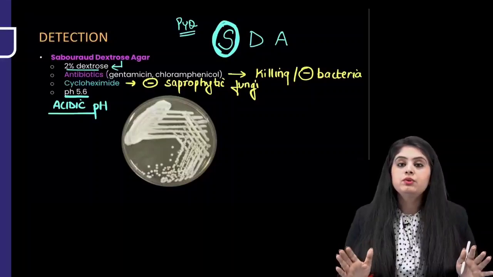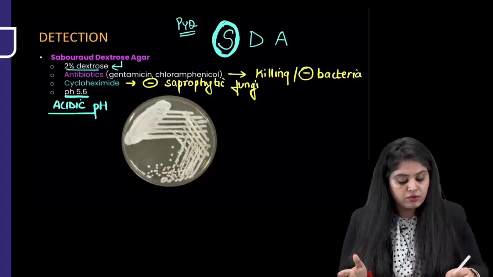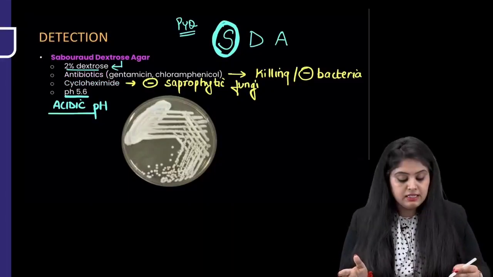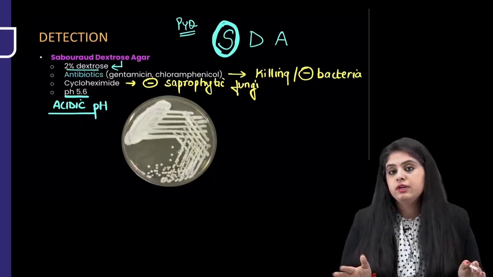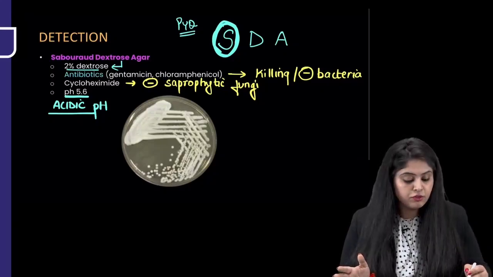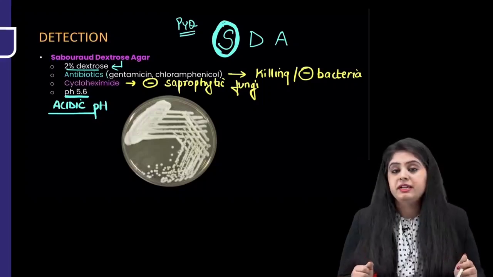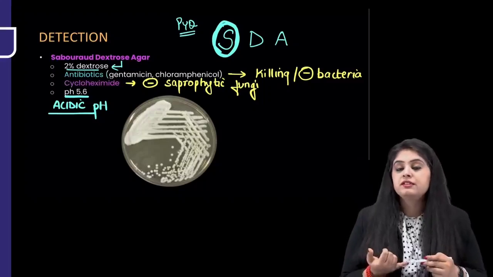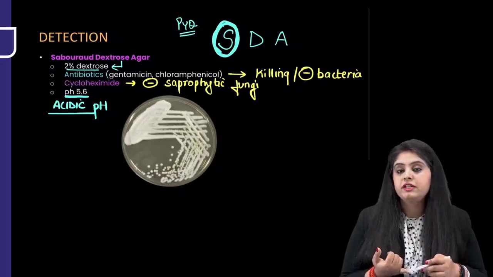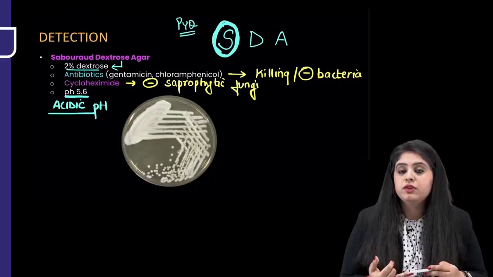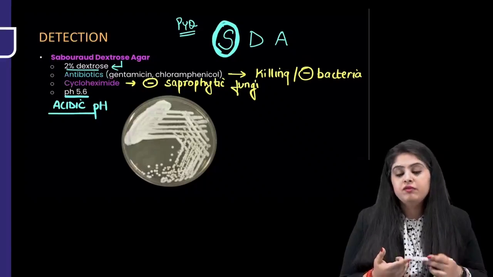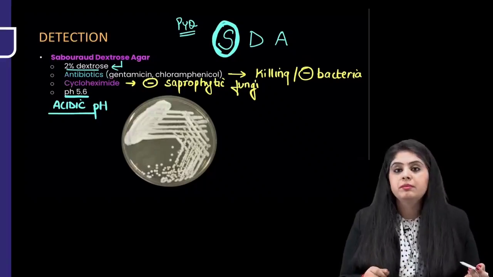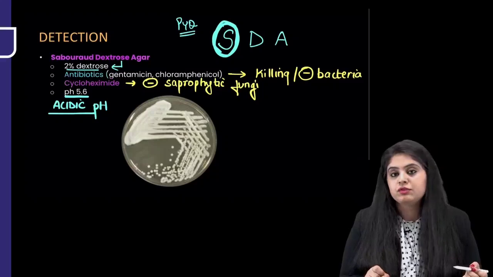So you basically want to get rid of 2 things. Number 1, you want to get rid of the bacteria. So for bacteria killing, you are going to give antibiotics. Second, you want to get rid of the saprophytic fungi. So for that, you're going to have cycloheximide. So these are questions that you get. Which antibiotics are you using? Gentamicin and chloramphenicol. Which agent for killing the saprophytic fungi are you using? Cycloheximide. What is the pH? Something acidic, 5.6. And obviously, the name has dextrose in it. So Sabauroud's dextrose will obviously have dextrose in it.